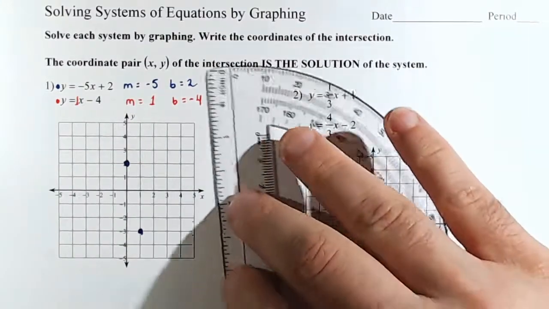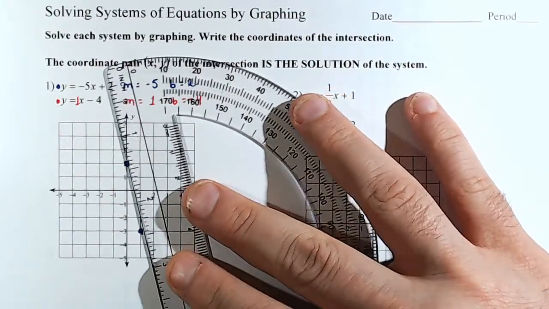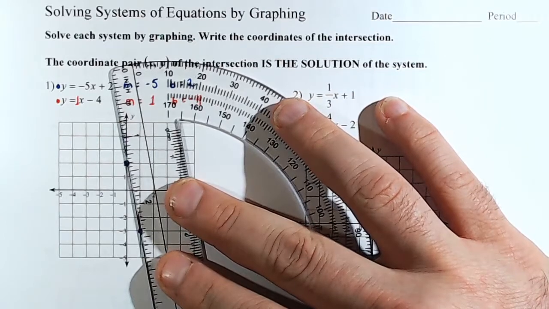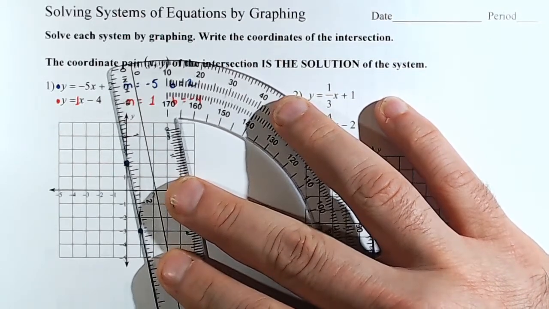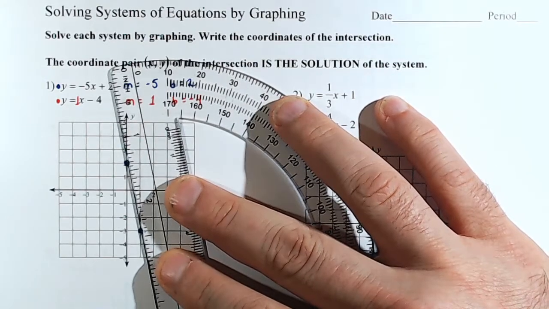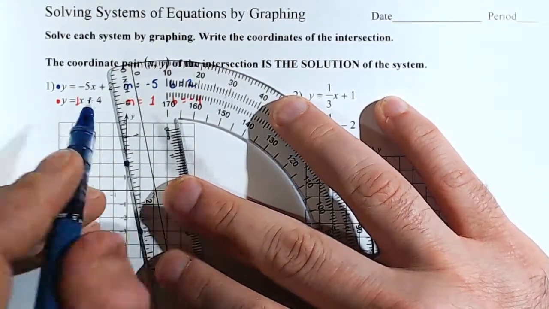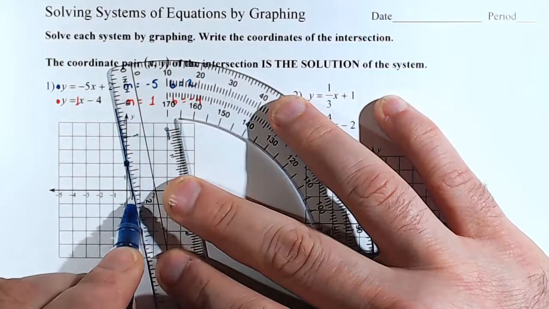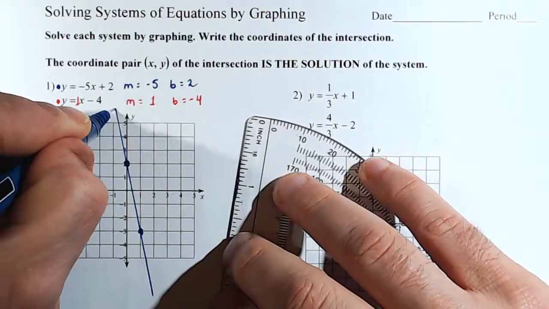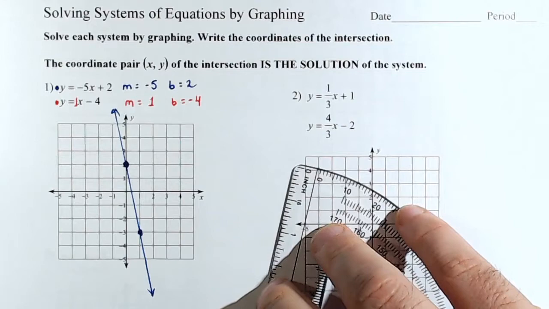Now I can take my straightedge. It's going to be real important that I make sure those lattice points are lined up. You got to kind of play with it a little bit. Now drawing your line. Take your time with this. That's the blue line, top equation.